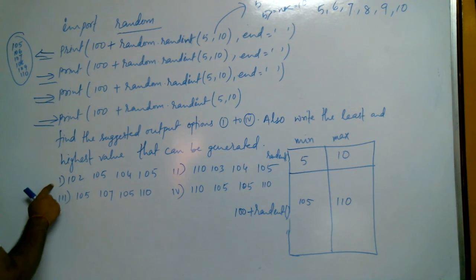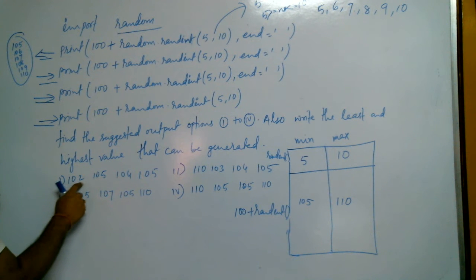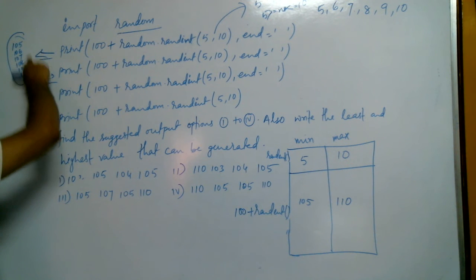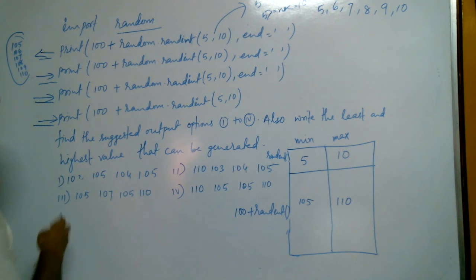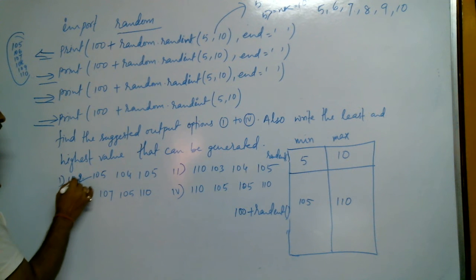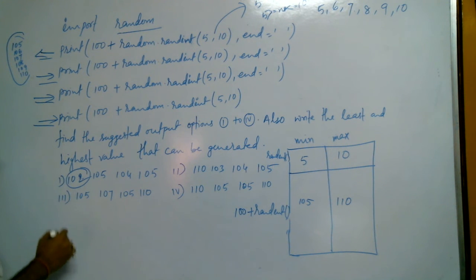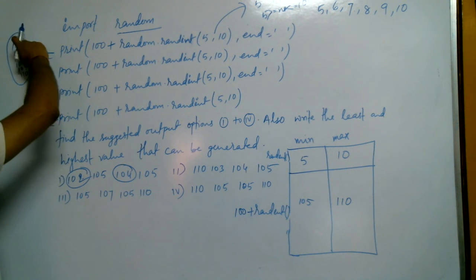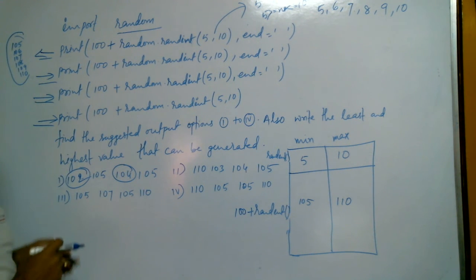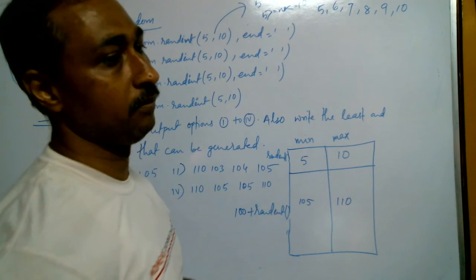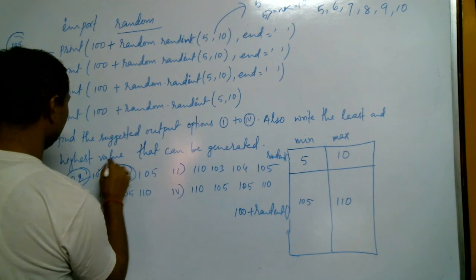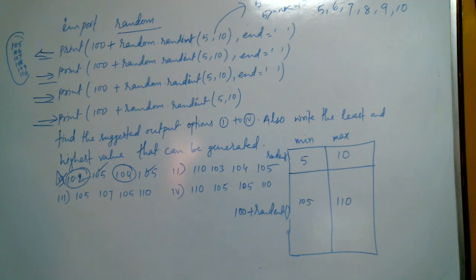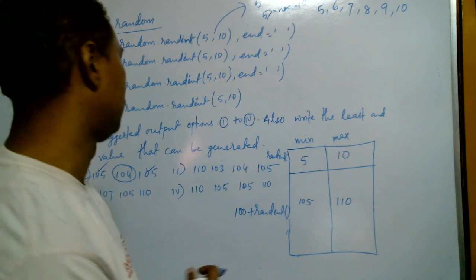So in the first option, we are able to see that the first number is 102, and 102 is not in the list. So the first output will be discarded due to 102. 104 is also there, that is also not possible, because the value returned by the function must be greater than or equal to 105. So this one is acceptable, this one is acceptable, but due to these two, the whole output is not acceptable. I hope you are understanding.